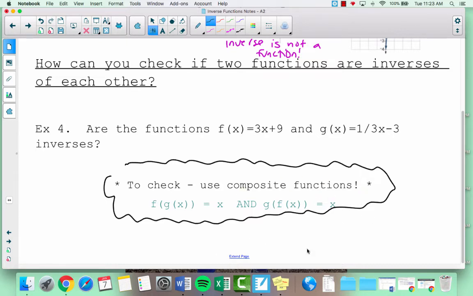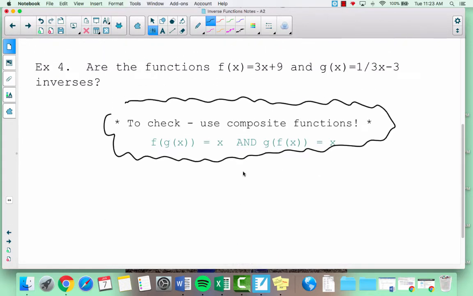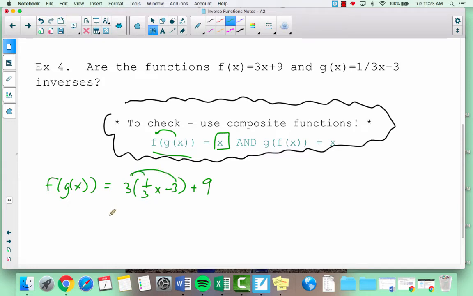So let's try this example here and test to see if they're going to be inverses. So we'll start with the f of g of x. We're going to plug g into f, which is going to get us 3 times 1/3 x minus 3, and then plus 9. So I'm going to go ahead and simplify this, and remember my goal is that we want an x at the end. So distribute the 3, we get x minus 9 plus 9, and the 9's cancel, and we're left with x. So this is a good thing.